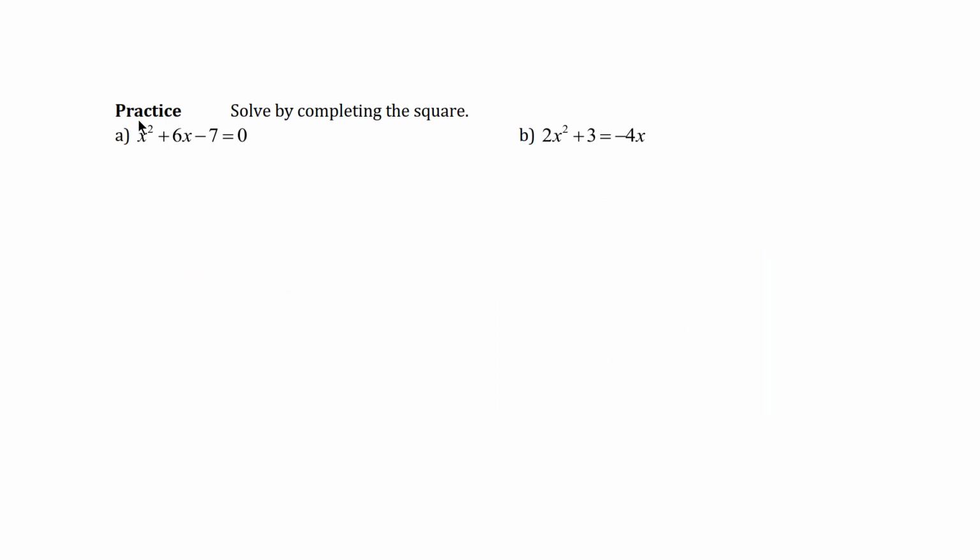Next we have a practice problem, solved by completing the square. For part A, we have x squared plus 6x minus 7 equals 0. For part B, we have 2x squared plus 3 equals negative 4x. Alright, so go ahead and pause the video, take your time working out this problem, and then check back with the video to see the solutions.